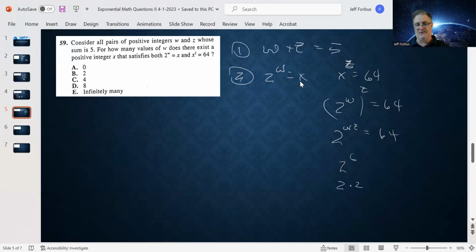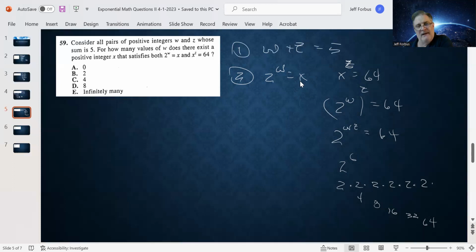That's 2 times 2 times 2 times 2 times 2 times 2. 1, 2, 3, 4, 5, 6. 2 times 2 is 4. 4 times 2 would be 8. 8 times 2 is 16. 16 times 2 is 32. And then 32 times 2 is 64. So we need the W and Z to be able to multiply together to give us a 6. Okay, so what numbers can we use for W and Z to be multiplied together to give us a 6?